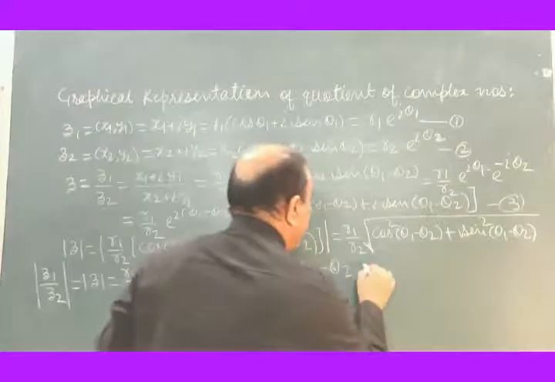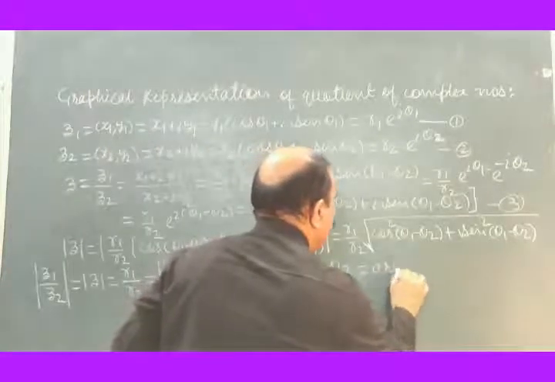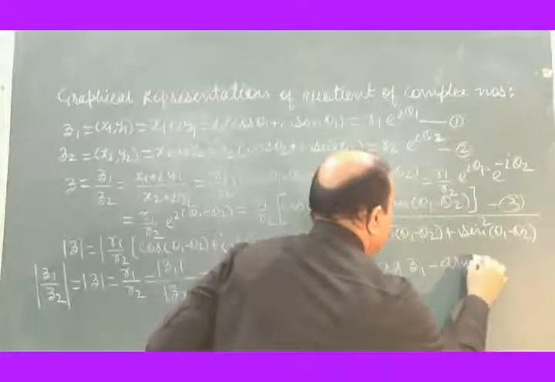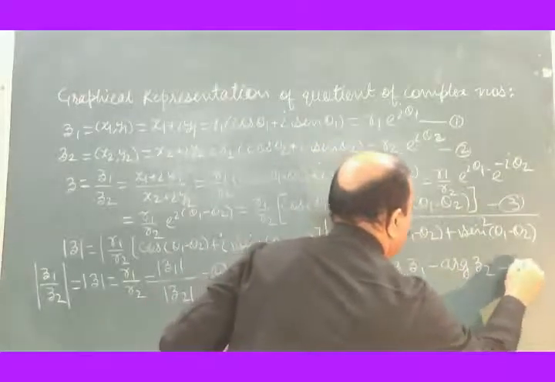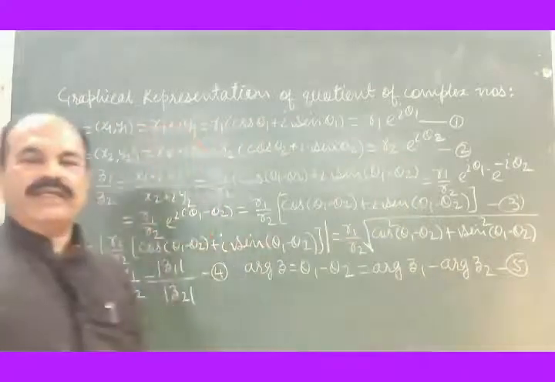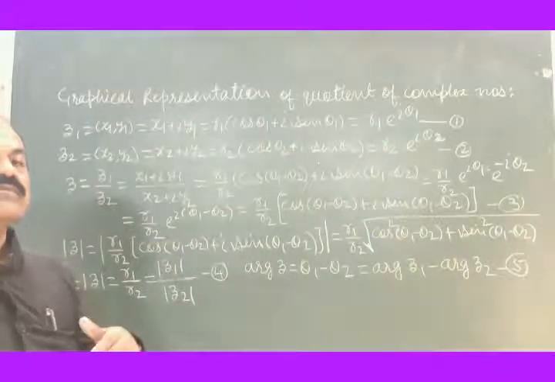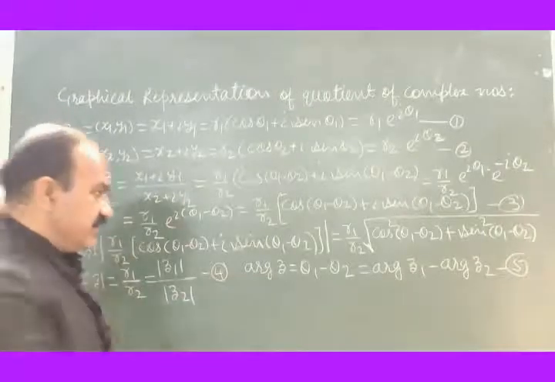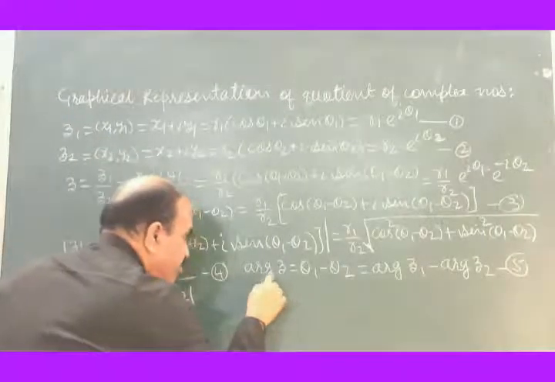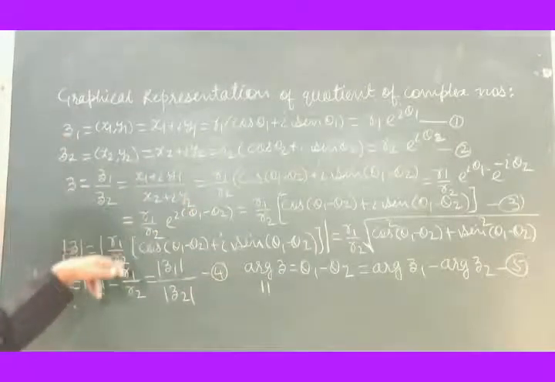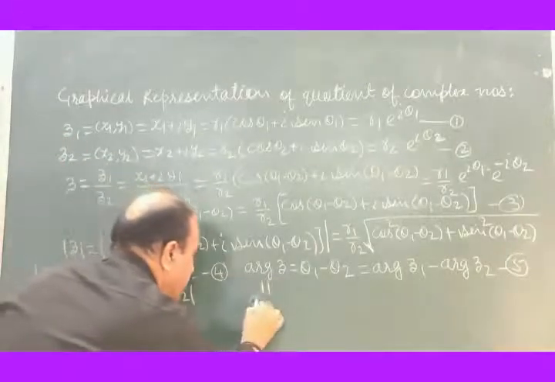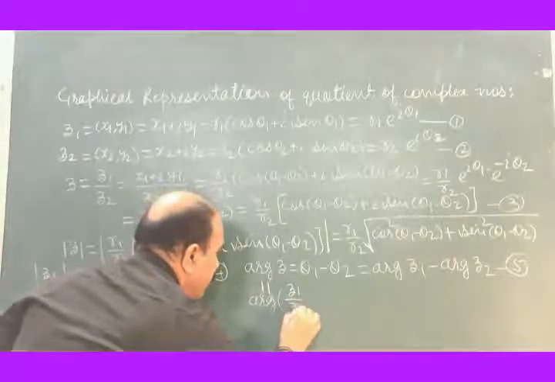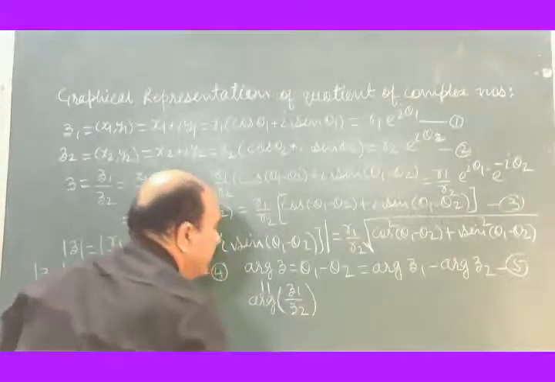But what is theta 1? Argument of Z1. Theta 2, argument of Z2. Equation number 5. So from this we can get the argument of Z. And what is this Z? Z1 divided by Z2. This is nothing but the argument of Z1 divided by Z2.